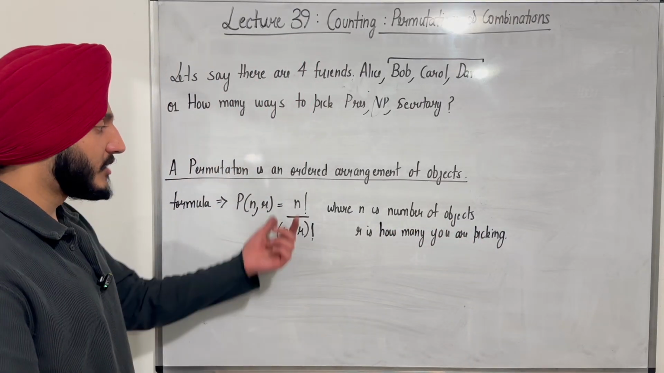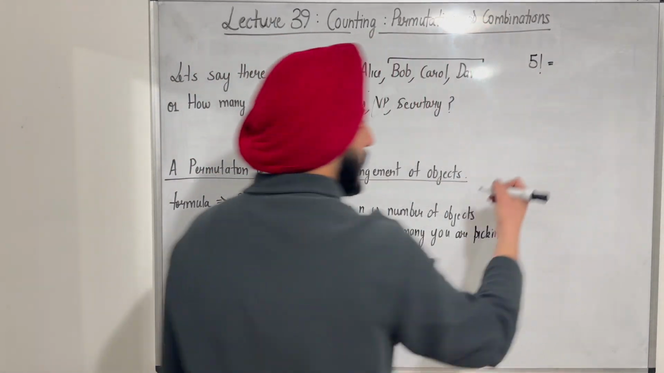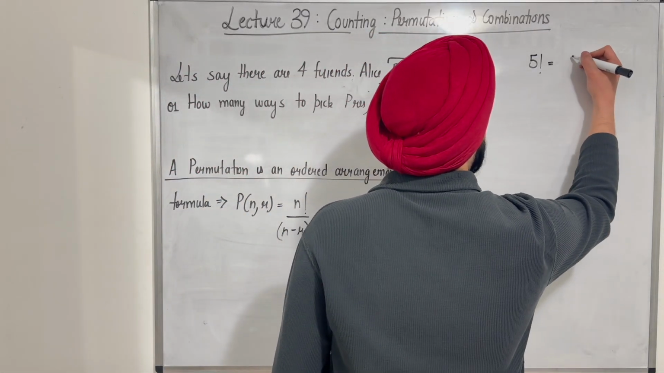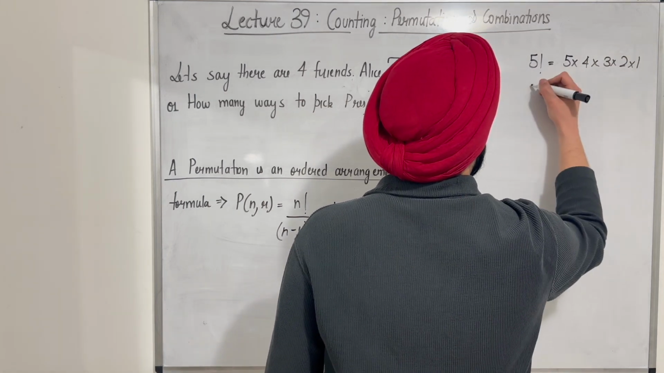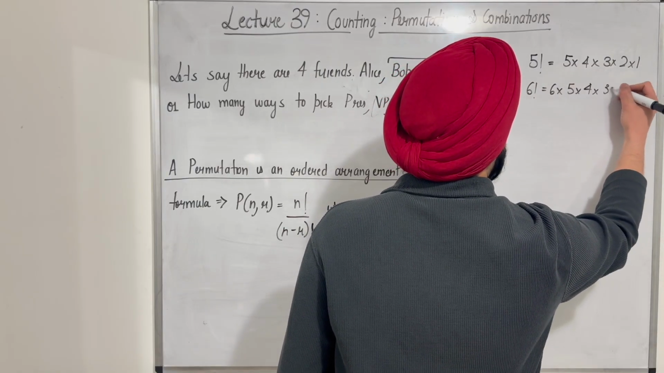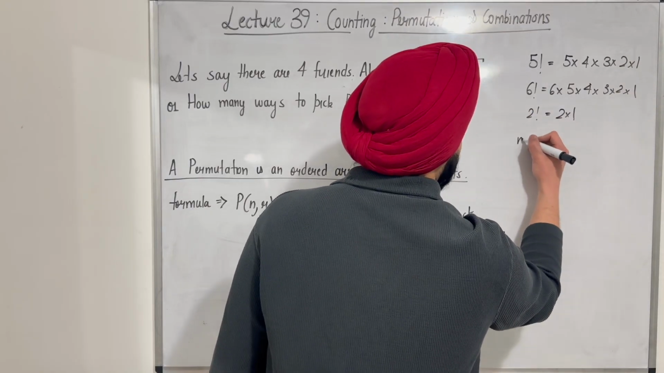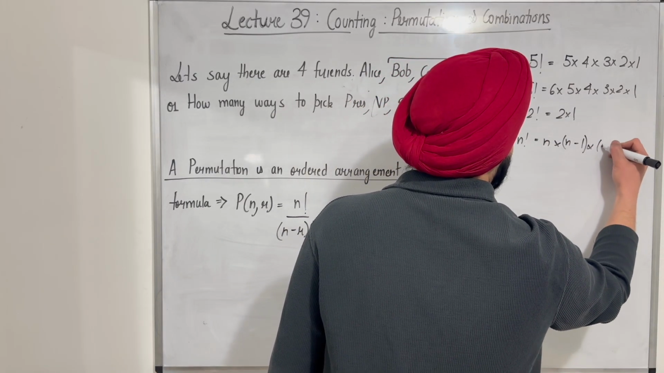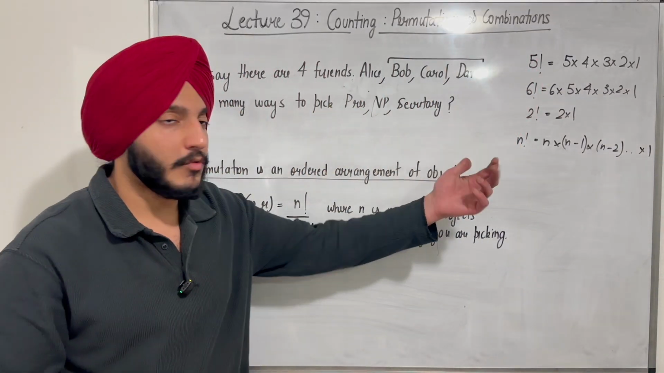Let me quickly explain the factorial first. Let's take a look at 5 factorial. Factorial is that you keep on multiplying until you reach 1. So 5 factorial would be 5 multiplied by 4 multiplied by 3 multiplied by 2 multiplied by 1. And 6 factorial would be 6 multiplied by 5 multiplied by 4 multiplied by 3 multiplied by 2 multiplied by 1. 2 factorial would be 2 multiplied by 1. So n factorial in general would be n multiplied by n minus 1 multiplied by n minus 2, and it keeps going until it reaches 1. I hope you understand what the factorial is.